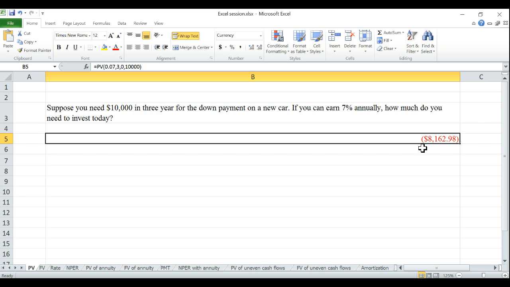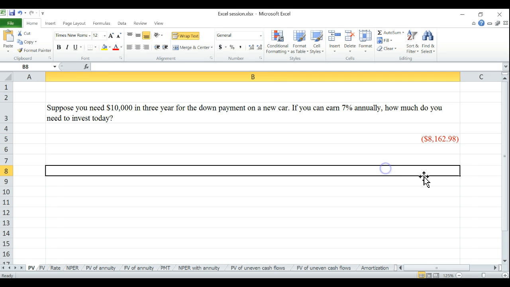And it is negative. So again, based on what we learned in the class, when the future value is positive, or one of the cash flows is positive, the other one has to be negative. So here what we are saying is that if you invest $8,162.98 today at the 7% interest rate, you can earn $10,000 in 3 years. So that will be equal to $10,000 in 3 years. So that is the first function that we have.